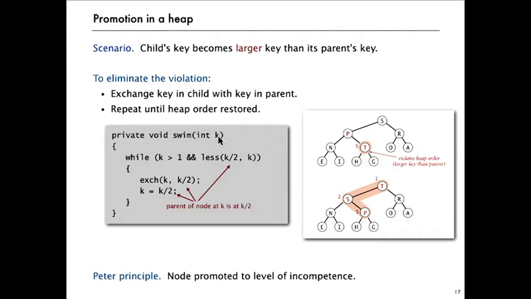And if we have a node at index k and we know the heap condition is violated there, as long as we're not at the root and k's parent, k over 2, is less than a of k, then we just exchange it with its parent and move up. That's the swim operation to eliminate a violation when a key value increases.